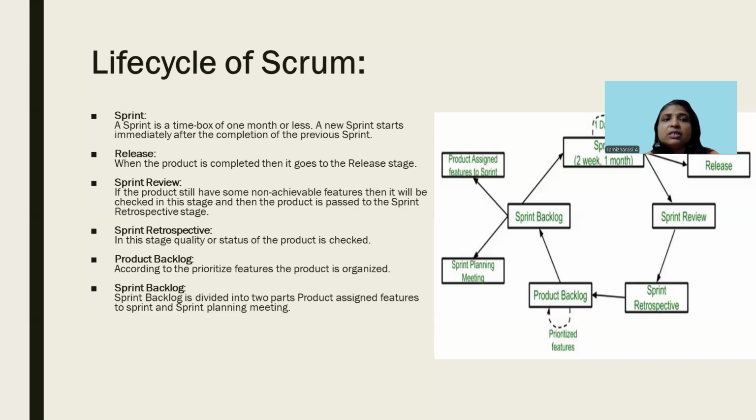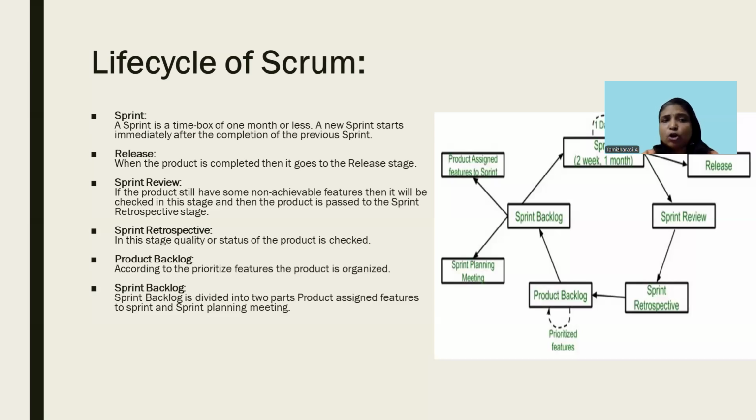The next keyword is release. When the product is completed, it goes into a release stage so that it will be delivered to the customer. Next is sprint review. As I told you, a sprint is the iteration. For each sprint, you would have finalized what features you have to develop, so you review whether we have developed all the features as planned in that sprint. That is sprint review. Next is sprint retrospective. In this stage, we check the quality of the product and also the status of the product.